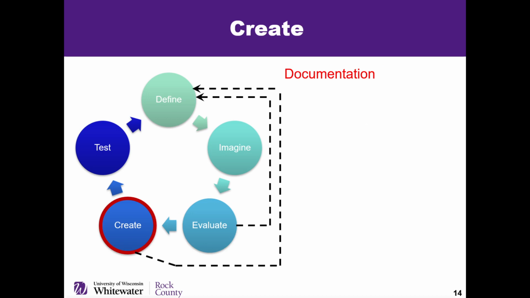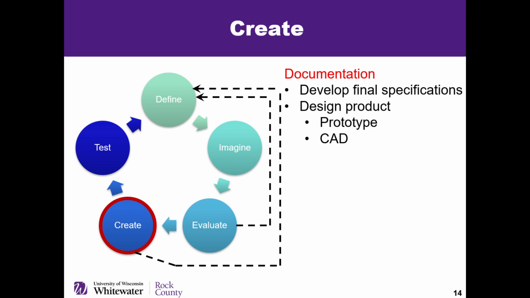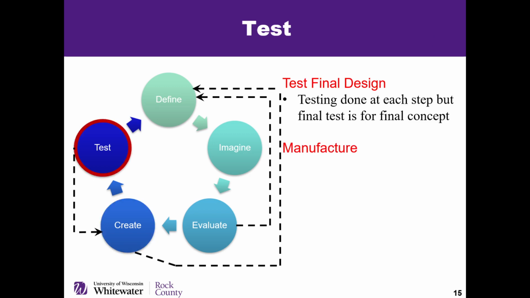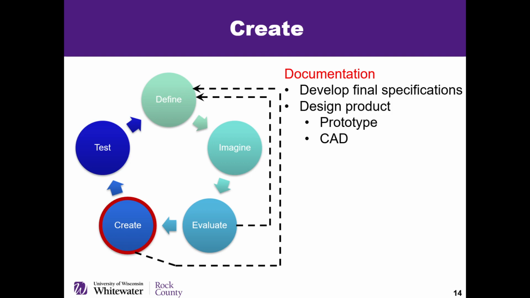If we've evaluated that at that phase, and let's say we've been successful, we go into the next phase, which is create, which is our documentation phase. And here we will develop our final specs from our initial specs from the define stage. We will design the actual product. Maybe we're using CAD, and we'll prototype it. And if you're going to design a product, you can take Engineering 110 and learn about CAD and how to do that. So this is all the documentation type information.